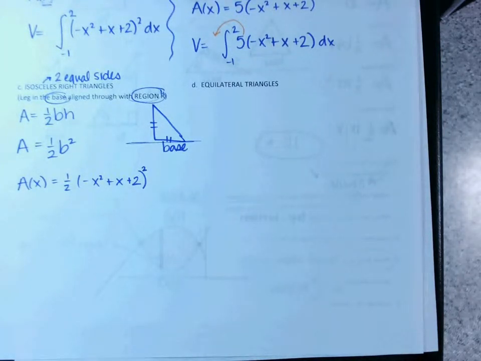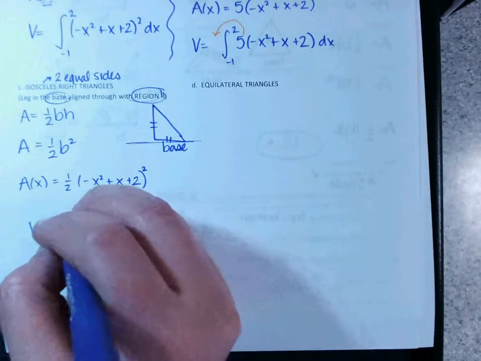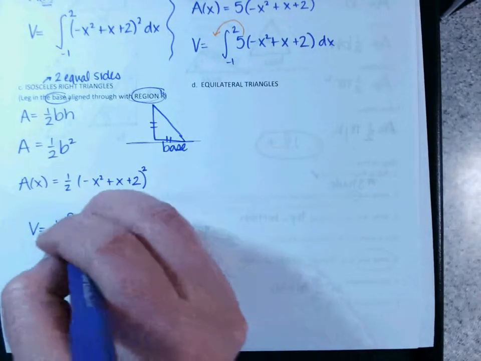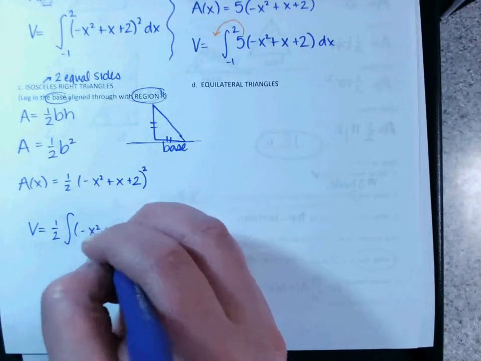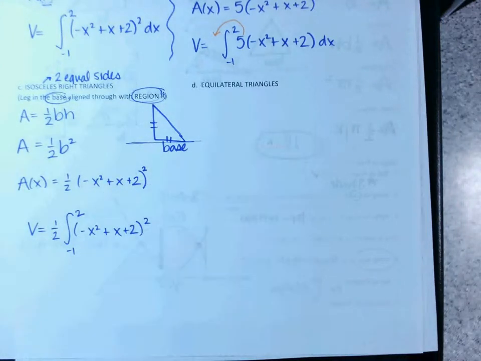Okay, well if that's A of x, then what's volume? I put an integral on it. Now this time I'm going to put the 1/2 in the front, and I'm going to keep the negative x squared plus x plus 2 on the inside. Negative 1 to 2.